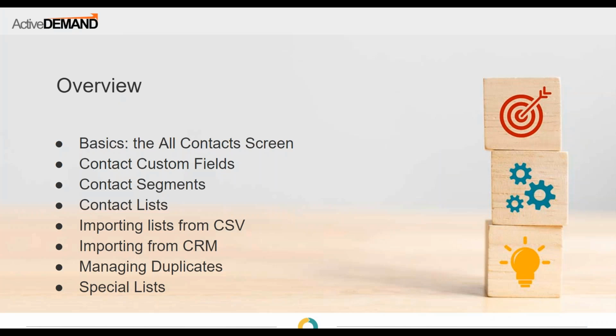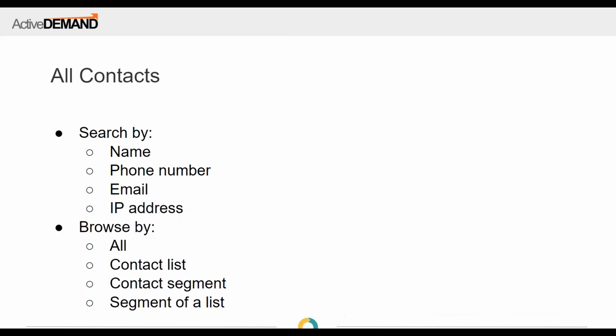I've got quite a few things here, but these are all pretty short little things to talk about. I'm also going to jump between the presentation and some live screens just to show how this stuff works and where to find it. I'm going to do it right away, because the first thing I want to talk about is the all contacts page. On the all contacts page, there's a possibility of browsing or searching.